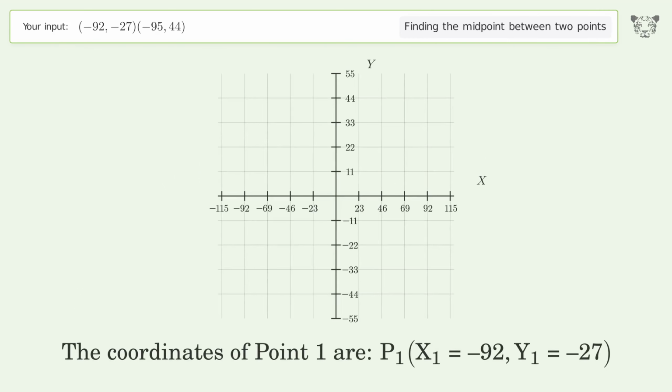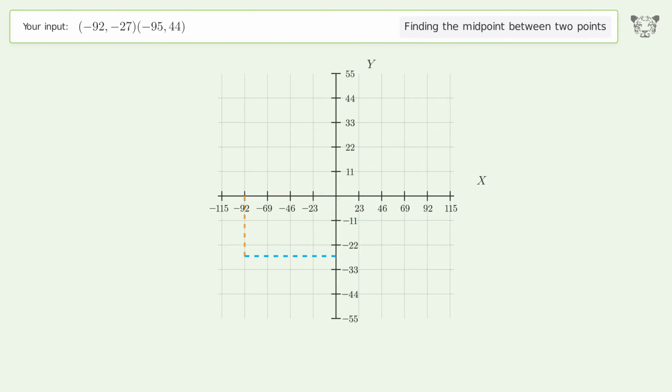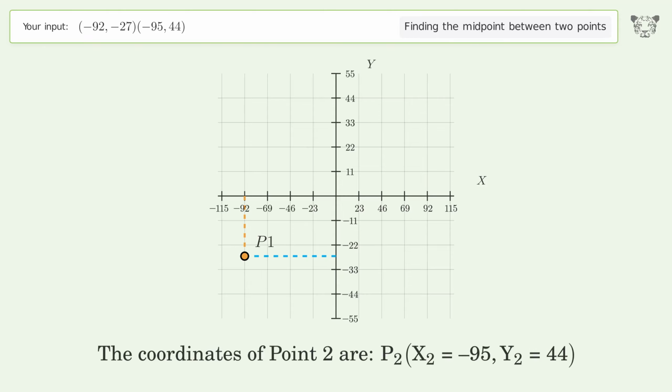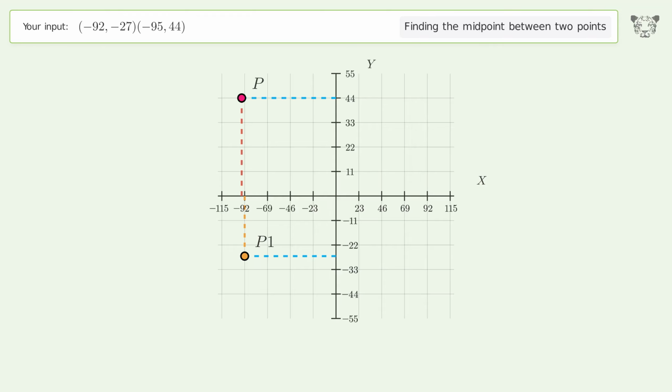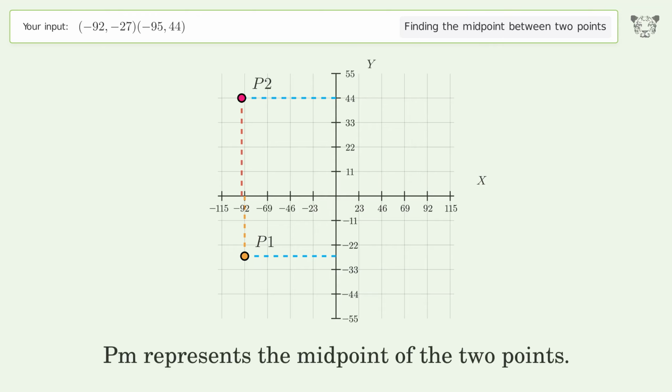The coordinates of point 1 are, x1 equals negative 92, y1 equals negative 27. The coordinates of point 2 are, x2 equals negative 95, y2 equals 44. PM represents the midpoint of the 2 points.